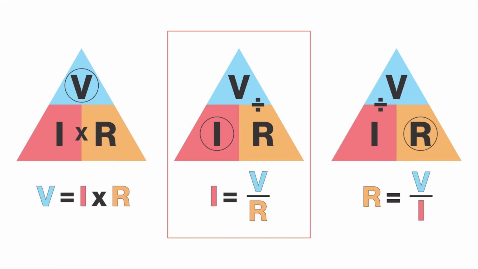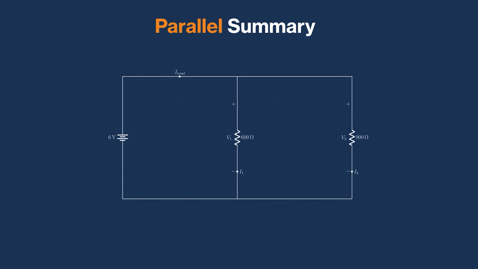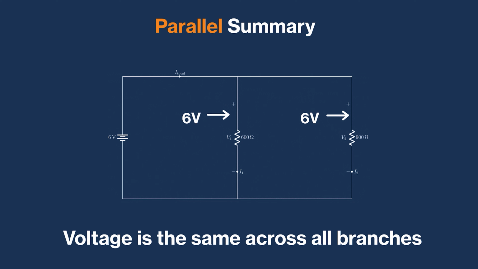So if we were solving for current with a 6-volt battery, we have I equals V divided by R. And so that tells us that we have 16 milliamps running through the circuit. Some key points in parallel circuits: voltage is the same across all branches or paths. Current splits depending on the resistance, so each path can have different currents, and the total resistance is less than the smallest resistor. Last important thing, batteries in series versus parallel.